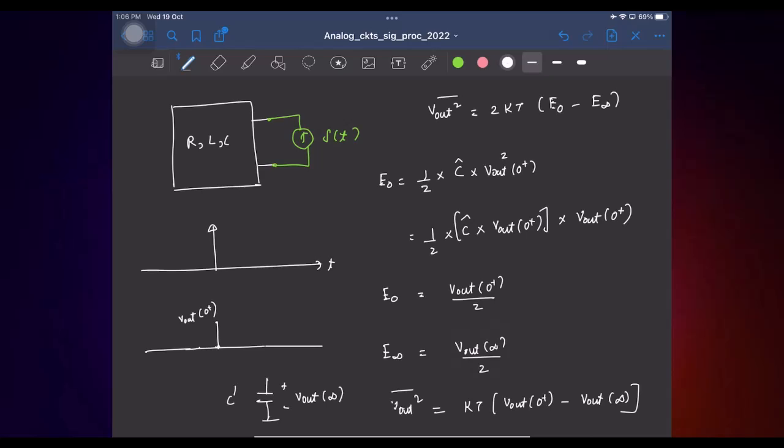I mean, we are only looking at the mean square of the voltage. See, the same result you can actually get if you are looking at the noise in the current. So there you will have E0 and E infinity in terms of the inductors.